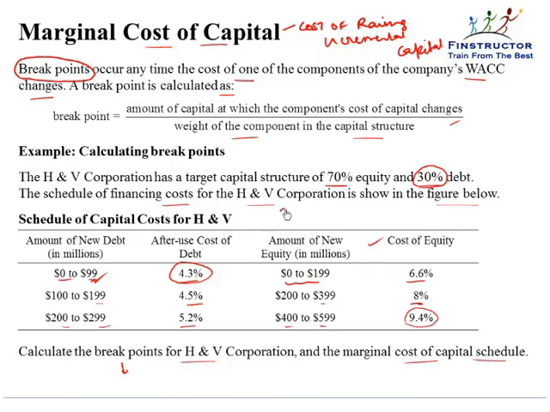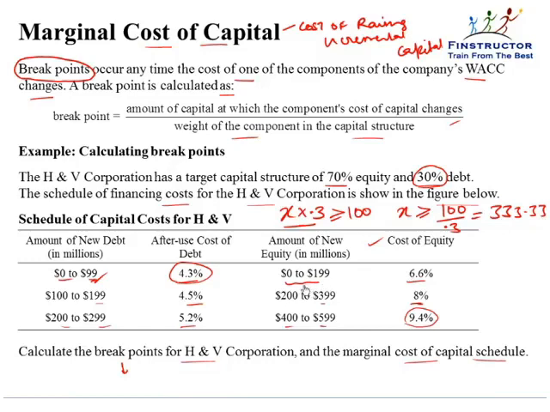So let's assume X is the total capital at which the cost of debt goes up. That means 30% of X should be greater than or equal to 100. That is, the amount of debt should increase $100 million. So if X is the total capital, then 30% of it should exceed 100, or the first breakpoint will occur as the total capital goes above 100 by 0.3, that is $333.33 million.